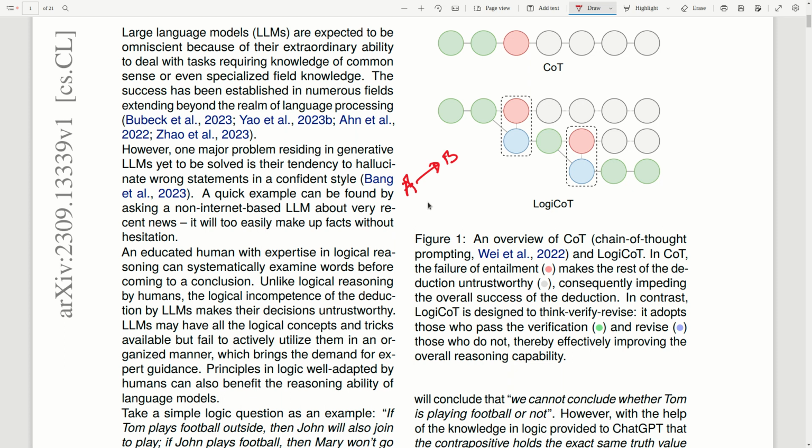So this paper proposes logical chain of thought, and the idea is to enhance the zero-shot chain of thought reasoning ability of these LLMs. The intrinsic idea behind it is, number first, think, number second, verify, and number third, revise it step by step.